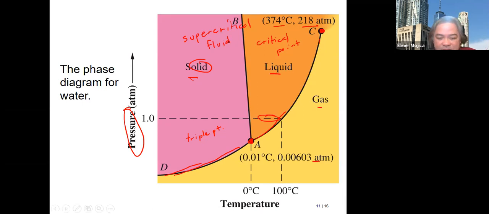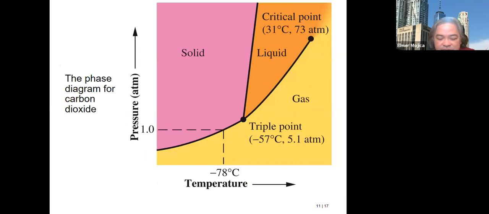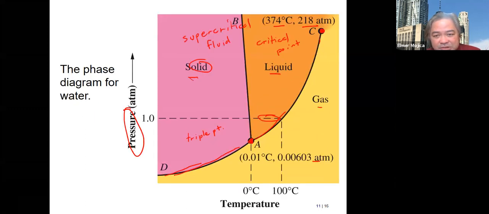Now, compare it with carbon dioxide. If you look at the critical point here, what is it? 31 degrees Celsius and 73 atmospheres. So what can you say about this temperature? This is just room temperature, if you go to a warm country.